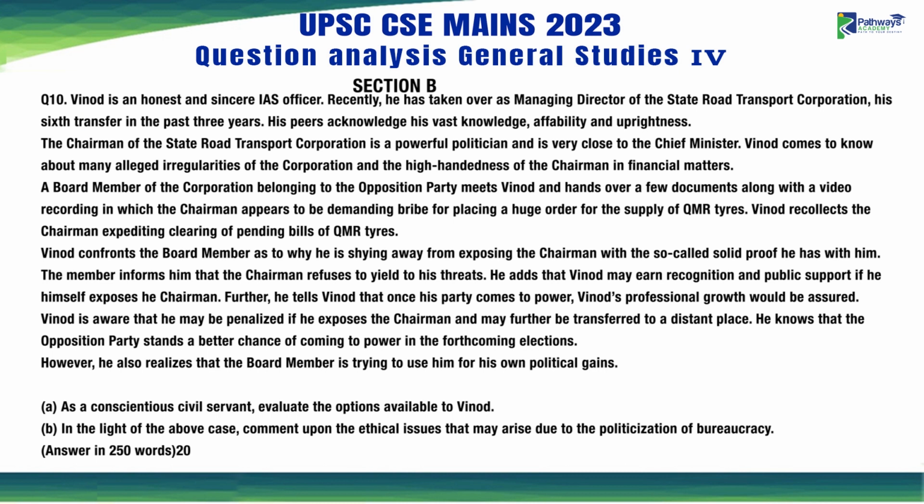the issue related to politicization of civil services and also corruption in government. So you are given the role of an honest, sincere IAS officer. So it's about the state. You've taken a position in the state road transport corporation. You're the MD, and here the chairman is close to the chief minister, and the chairman is accused of being in collusion with a private party, and there is corruption involved.